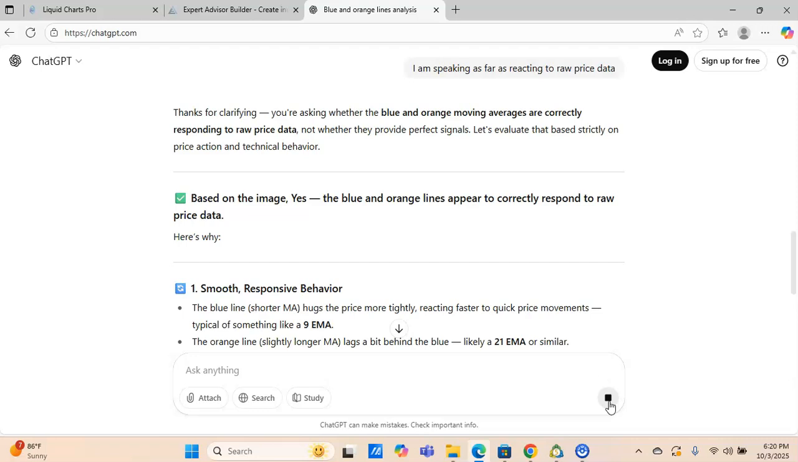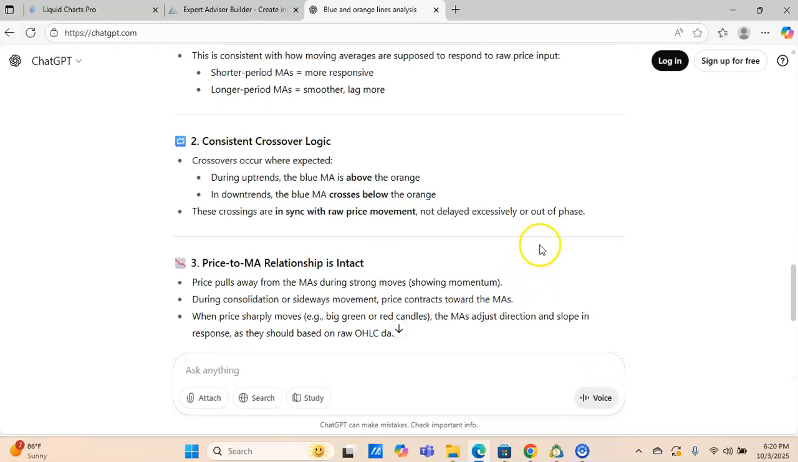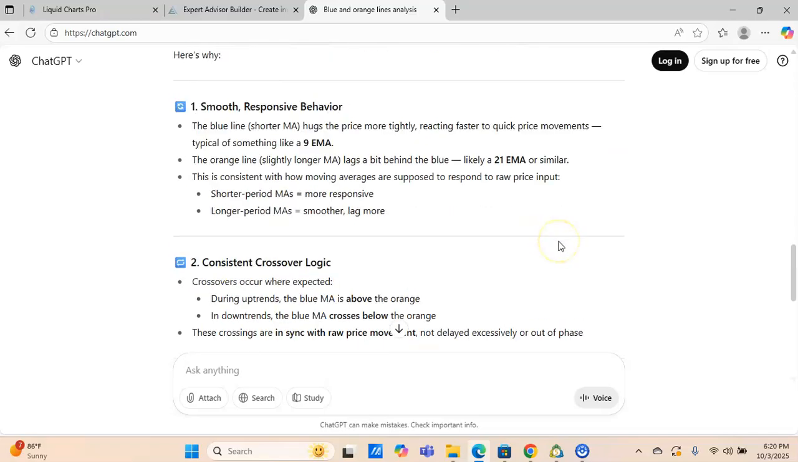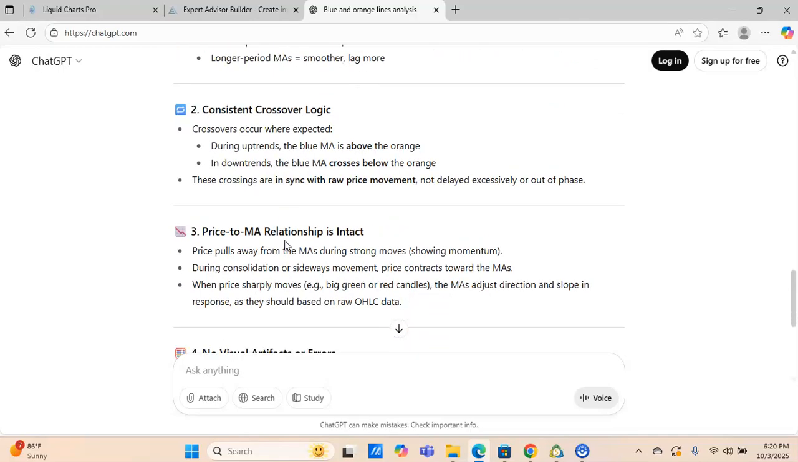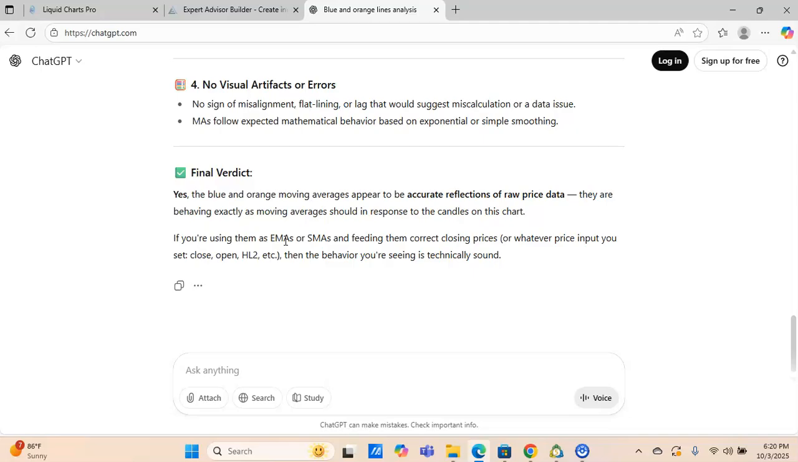Based on the image, yes, the blue and orange are a correct response to raw price data. Smooth, responsive behavior. So yes, the blue and orange moving averages appear to be an accurate reflection of raw price. They're behaving exactly as moving averages should respond to candlesticks in the chart if you're using them correctly.